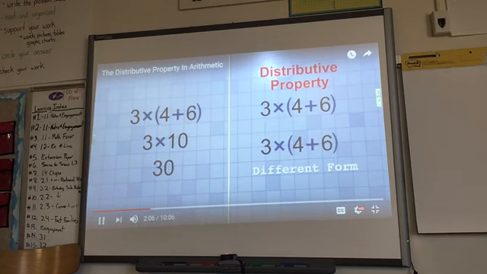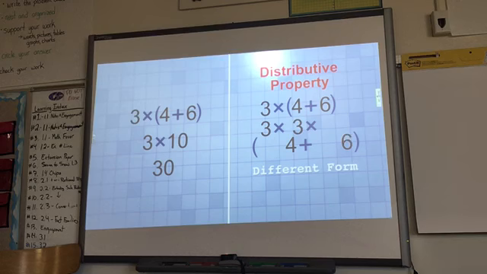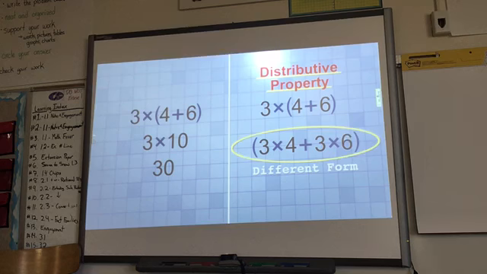Instead of multiplying 3 by the whole group at once, we can distribute that factor of 3 and multiply it by each member of the group individually. That means we'll make a copy of the 3 times for each member of the group, the 4 and the 6. So after applying the distributive property, our expression looks like this: 3 times 4 plus 3 times 6. Because we distributed the multiplication to each member of the group, the parentheses aren't needed anymore, so they can go away.